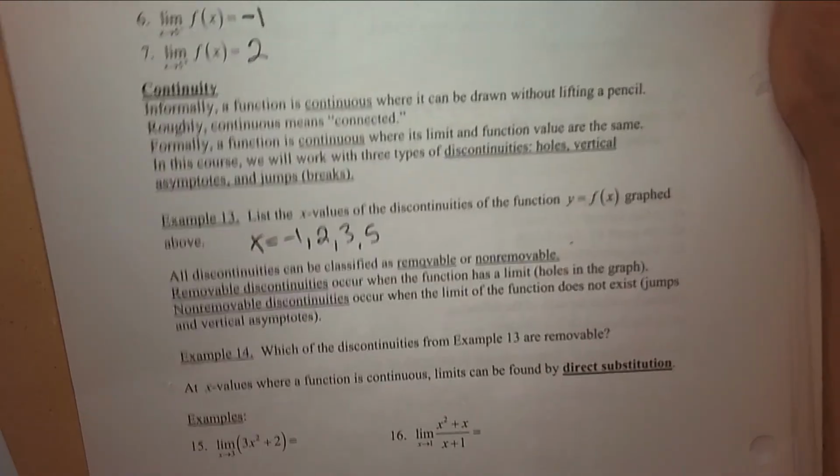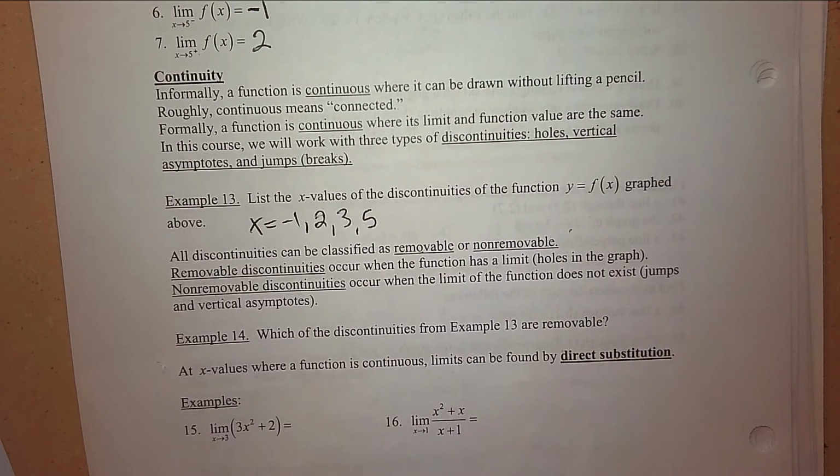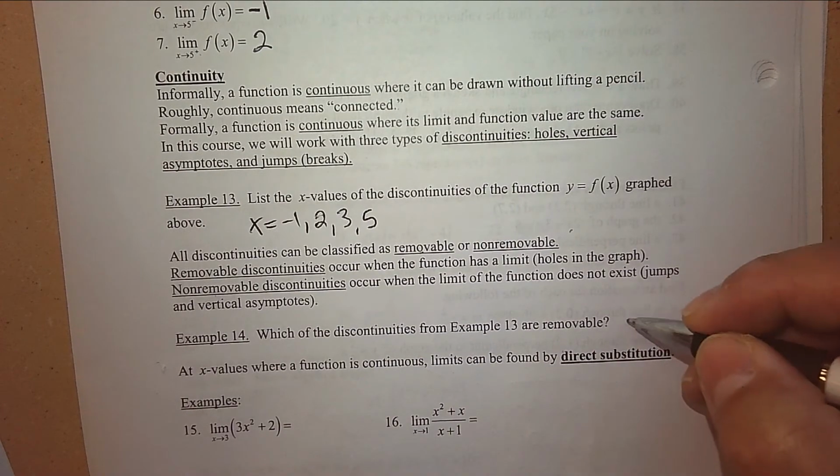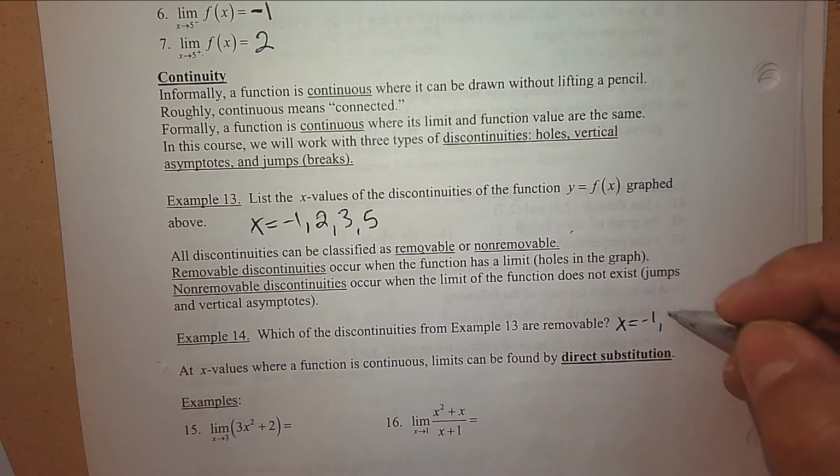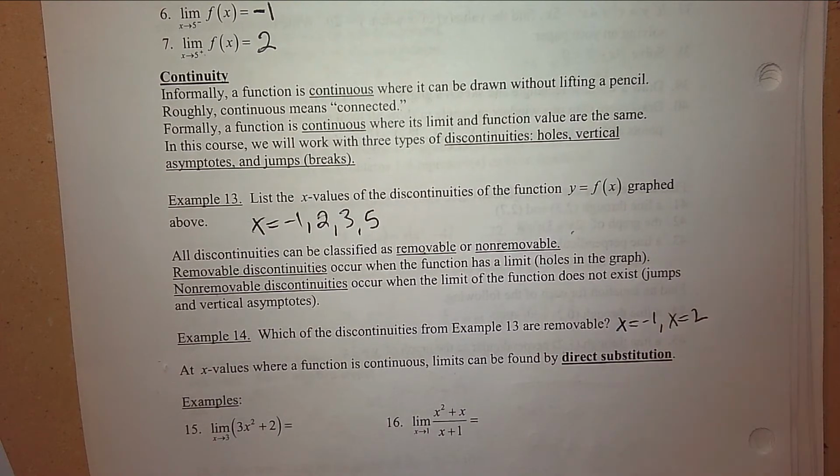So where does the limit still exist? At x equals negative 1. Where else does it still exist, the limit? 2. At x equals 2. Any other ones? 5. No. At 5 the limit didn't exist, right? So only at negative 1 and 2.